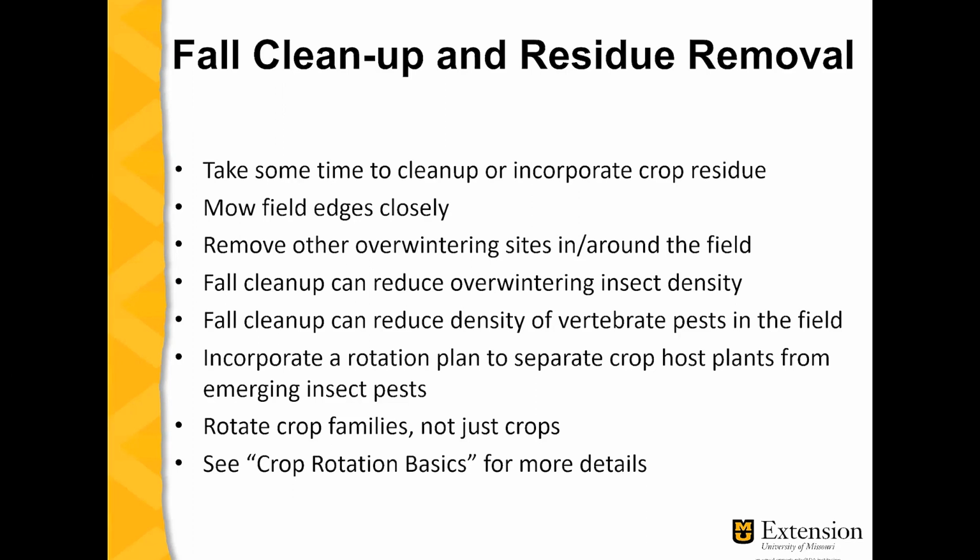It's important to remember to rotate crop families, not just crops. For instance, the solanaceous family contains the plants potato, tomato, peppers, and eggplant. So you'll want to make sure to rotate this whole family as they can share pests and diseases.